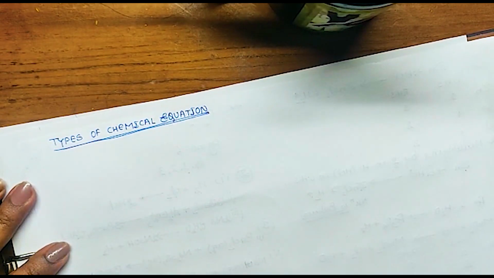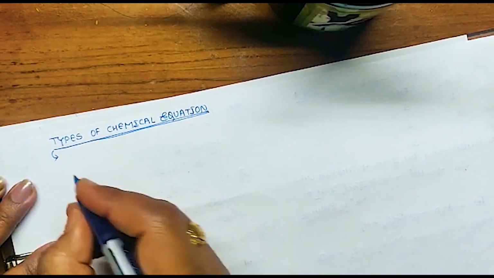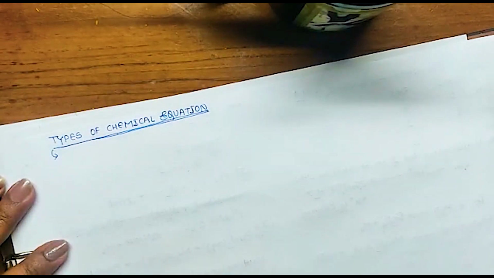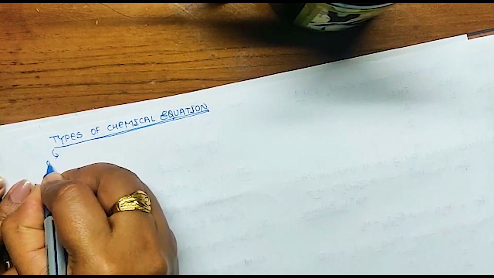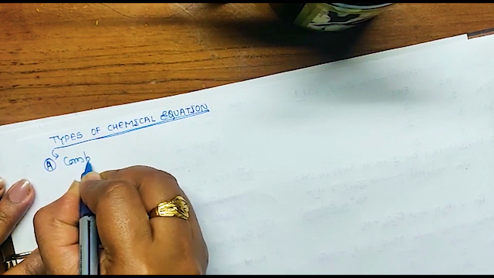What are the types? There are many types for this, so just categorize every type. We are going to categorize the reaction in each type. So the first type we are going to do, this is A, combination reaction.